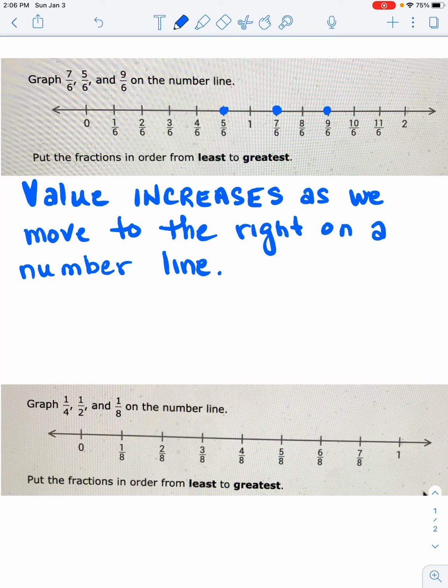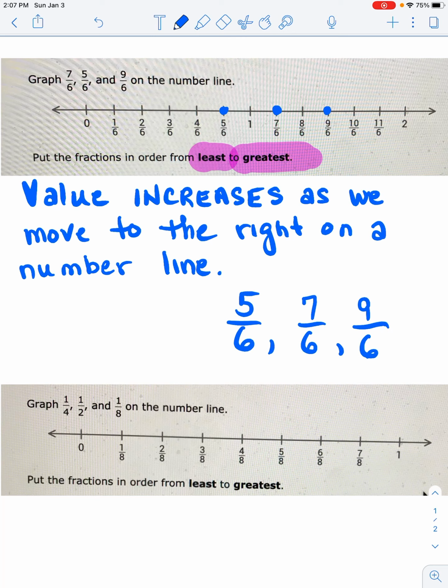Now, here's an important thing that a lot of people, including myself, are sometimes careless about. The instructions for this problem are put the fractions in order from least to greatest. Okay? Now, if I'm putting in order from least to greatest, I'm going to be moving from left to right on my number line. And so as I move from left to right, the first number I see is 5/6. And then I see 7/6. And then I see 9/6.